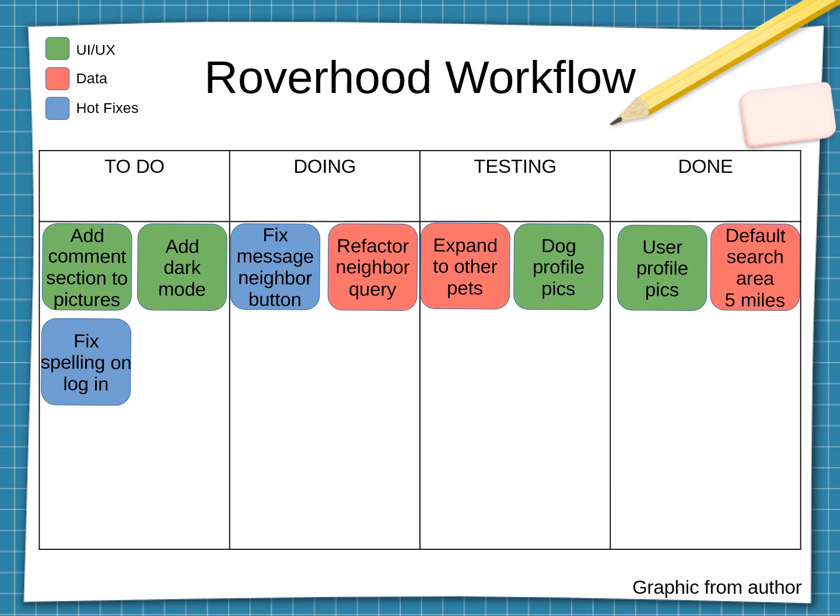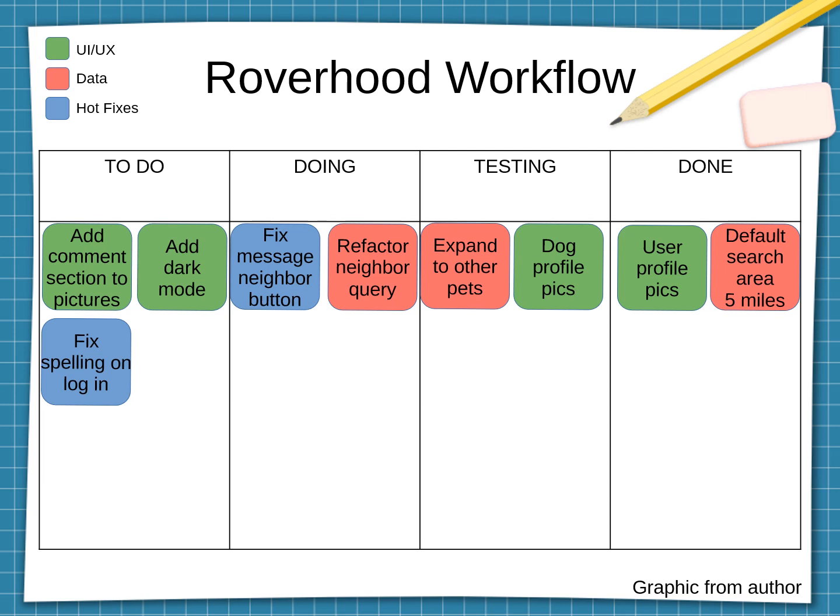So we have our to-do column with things like users have started to request dark mode for the app, and they want to be able to comment on profile pictures or posts of their neighbors' dogs. Things in the works are bug fixes. Maybe there was an issue with the button that allows you to message your neighbors. Maybe it was grayed out and users could not click on it.